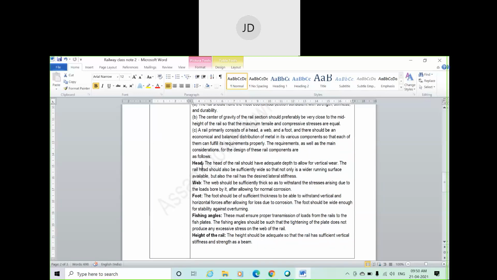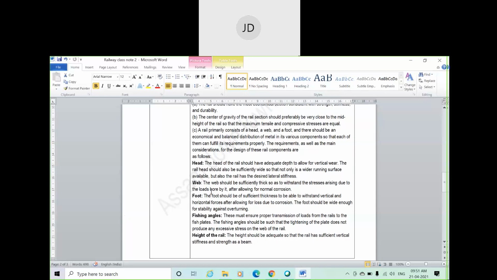So some definitions are already given here. The head of the rail should have adequate depth to allow for vertical wear or vertical failure. The rail head should also be sufficiently wide so that not only is a wider running surface available, but also the rail has the desired lateral stiffness. Okay.